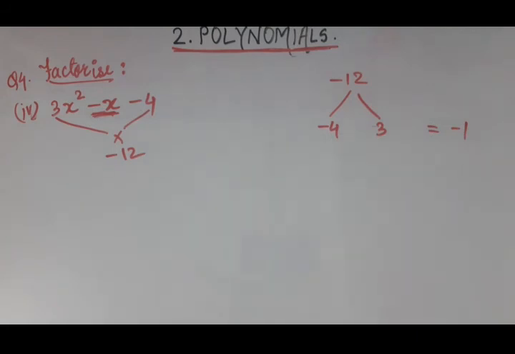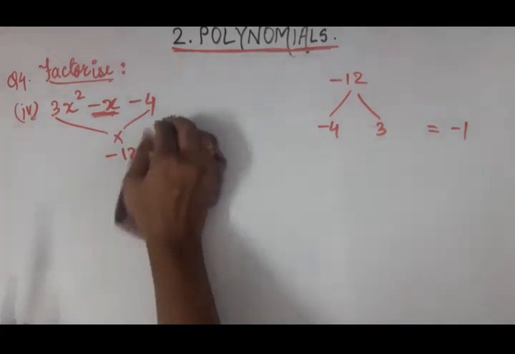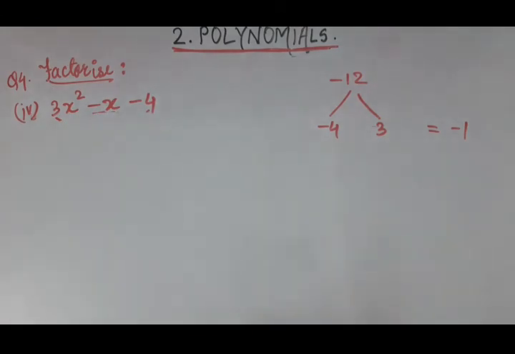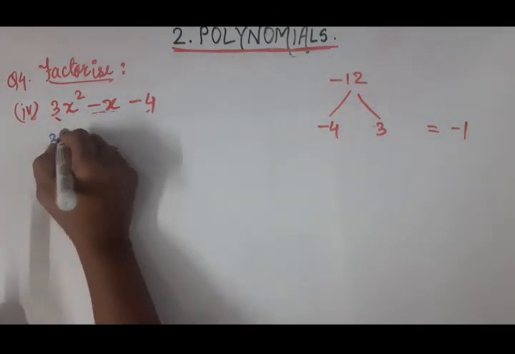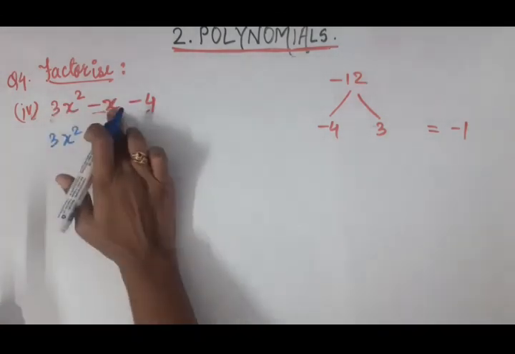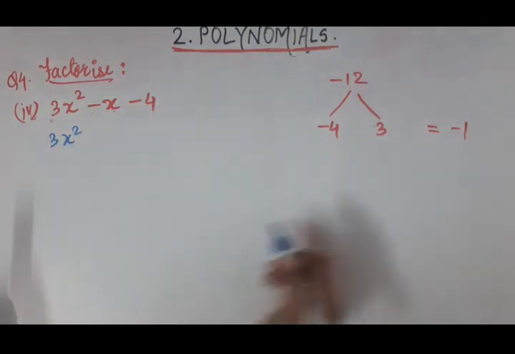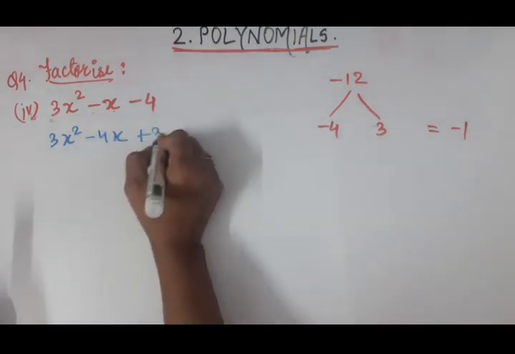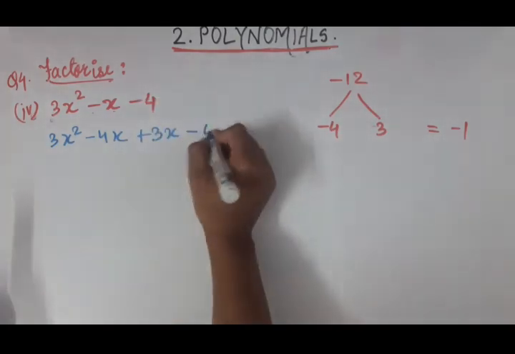Now use these two factors to solve this. So write the first term as it is, that is 3x square. Now split the middle term as minus 4x plus 3x and that minus 4 as it is.